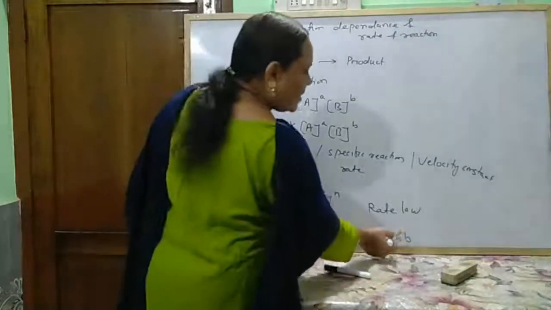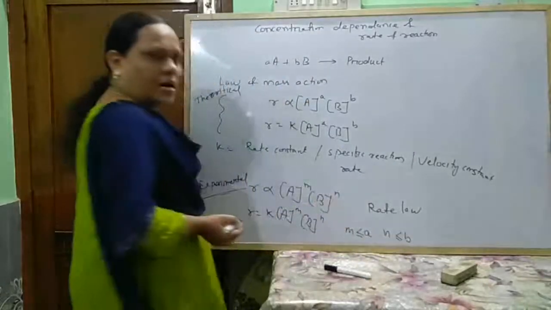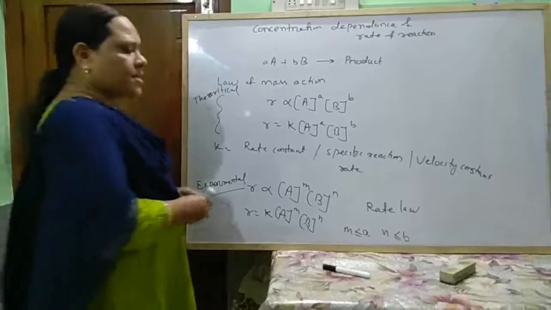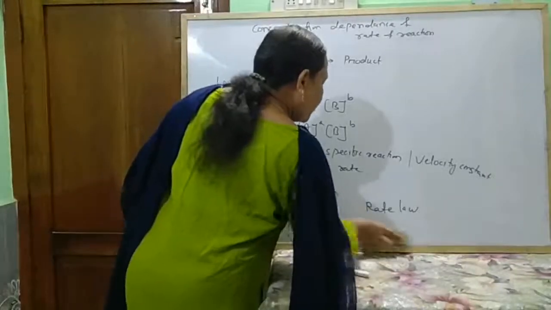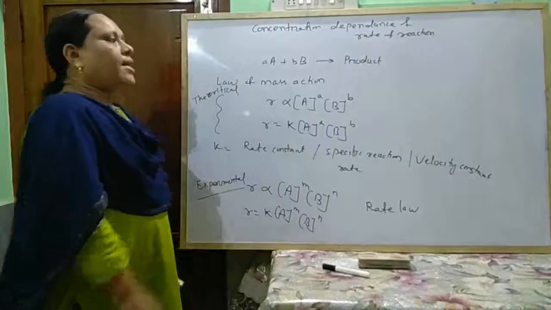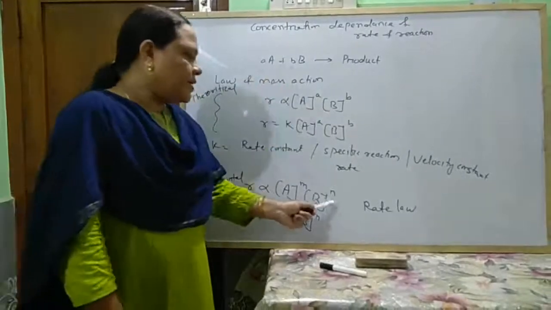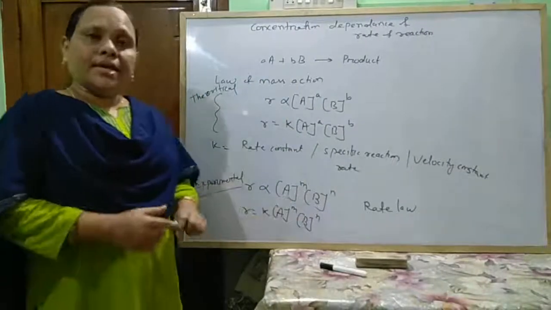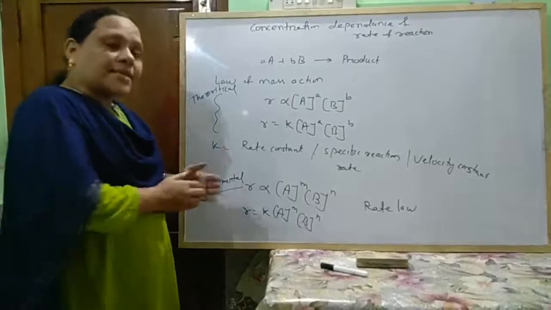In some cases n is less than b, or in some cases equal to b. So m and a may or may not be equal. Similarly, b and n may or may not be equal. That means, what is this rate law?